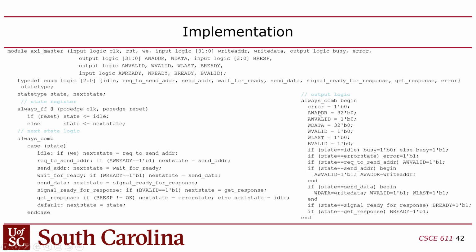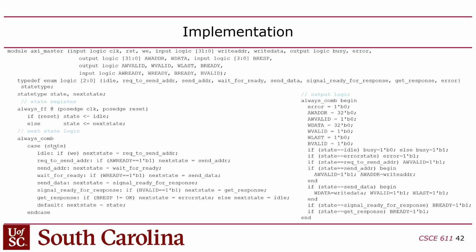For example, with my output logic, I specified all my defaults here, and then depending on what state I was in, there would be special signals associated with them, so I just set those with an if statement. Down here, for my next state logic, I use a case statement, and my default next state was the current state, right? So by default I'll stay.